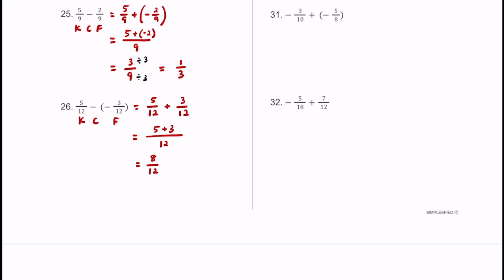Now think about what their GCF would be. If you need to write out some work on the side, feel free to do so. 4 happens to be their GCF. If you divide both by 4, then we're going to get 2/3 for our final answer. Here's 27.